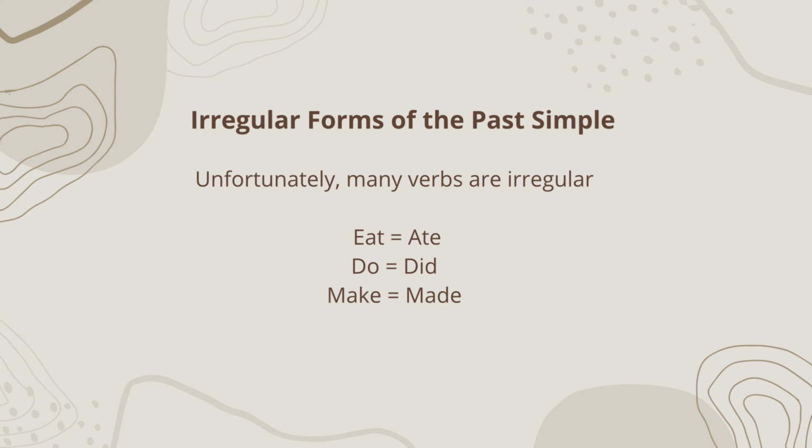Now, unfortunately, when it comes to the past simple, there are so many verbs that are irregular, which means they don't follow this ed pattern. For example, the past simple of eat is ate. The past simple of do is did. And the past simple of make is made. These are all what we call irregular.